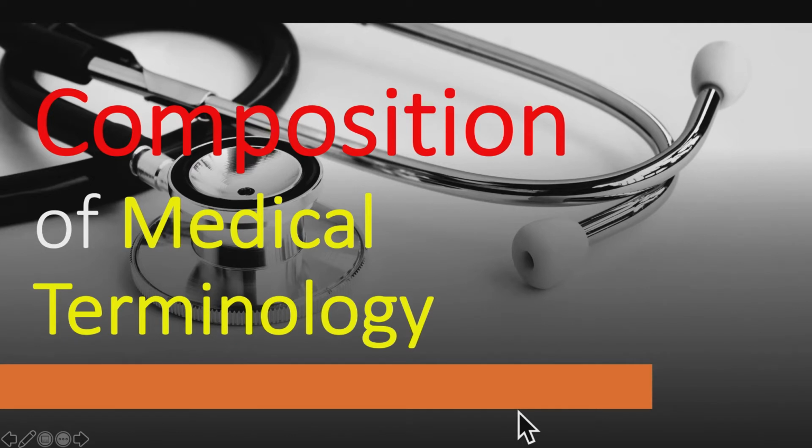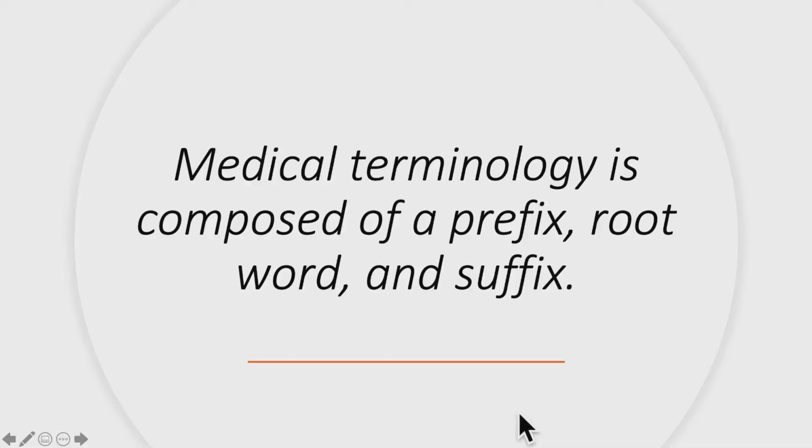Today we are going to discuss the composition of medical terminology. Medical terminology is composed of a prefix, a root word and a suffix. This has already been pointed out in our first lecture when we talked about affixes. So just keep in mind that any medical term is composed of a prefix, a root word and a suffix.